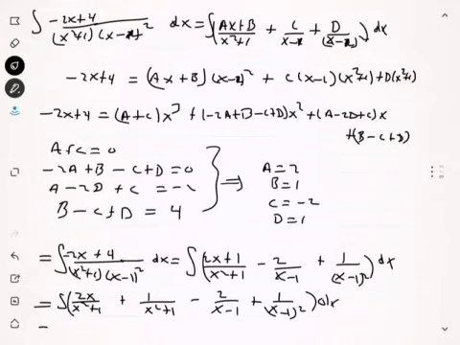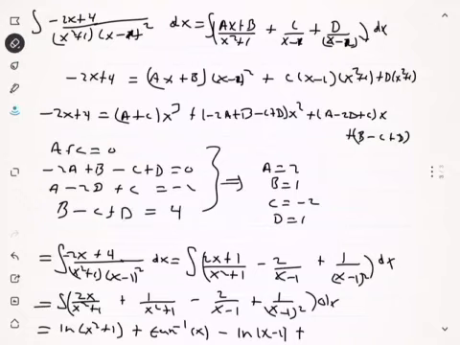So, you get the natural log of x squared plus 1 on the first one, plus tangent inverse of x for the second one, minus 2 times the natural log of x minus 1 in absolute value, plus actually minus x minus 1 raised to the minus 1 plus c, and that's the answer.